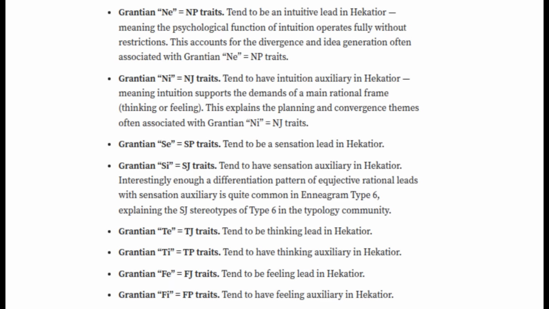Interestingly enough, a differentiation pattern of equijective rational leads with sensation auxiliary is quite common in Enneagram Type 6, explaining the SJ stereotypes of Type 6 in the typology community. Grantian TE, TJ traits tend to be thinking lead in Hekatior. Grantian TI, TP traits tend to have thinking auxiliary in Hekatior. Grantian FE, FJ traits tend to be feeling lead in Hekatior. Grantian FI, FP traits tend to have feeling auxiliary in Hekatior.